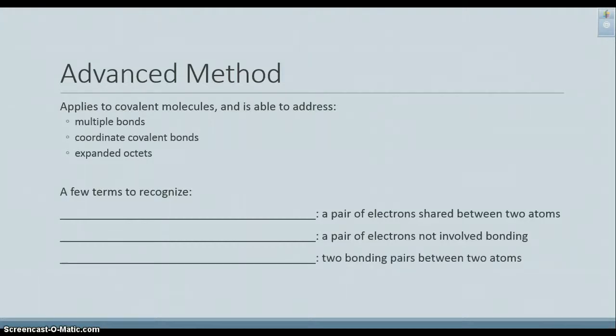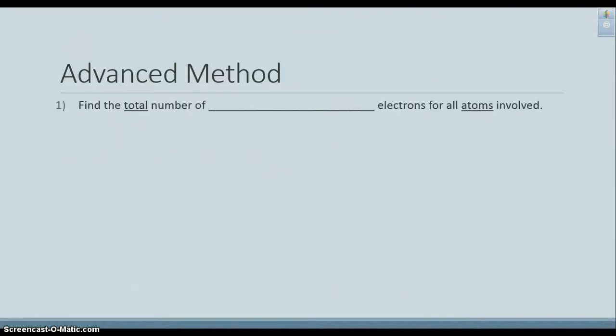This next one, two bonding pairs between two atoms. Well, if a single pair between two atoms is a single bond, then two bonding pairs must be a double bond. The last one here, three bonding pairs, would be called a triple bond. All right, now I'm going to go through a series of steps, and you must follow these steps in order to be 100% successful. First of all, find the total number of valence electrons for all atoms involved. You must find the total number of valence electrons.